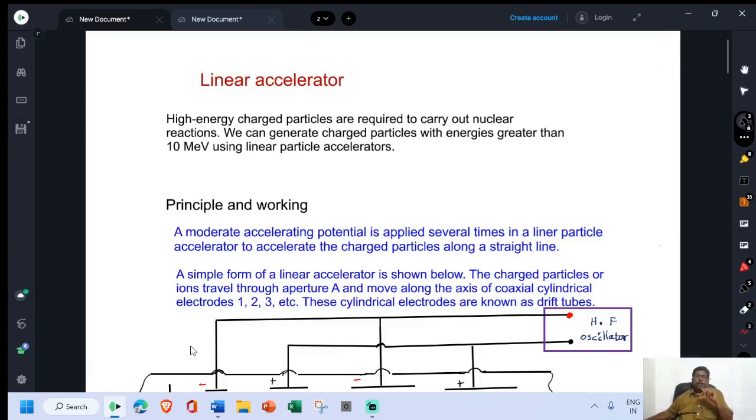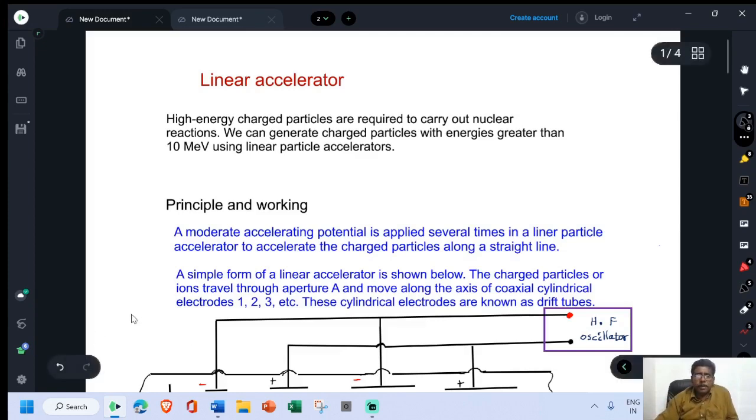We know that projectile particles play a vital role in a nuclear reaction. If the energy of the projectile particle is less, the nuclear reaction will not take place. Therefore, improving the energy of the projectile particle is a major task, which can be achieved with the help of particle accelerators. Using a linear particle accelerator, we may get energy of the order of 10 MeV.